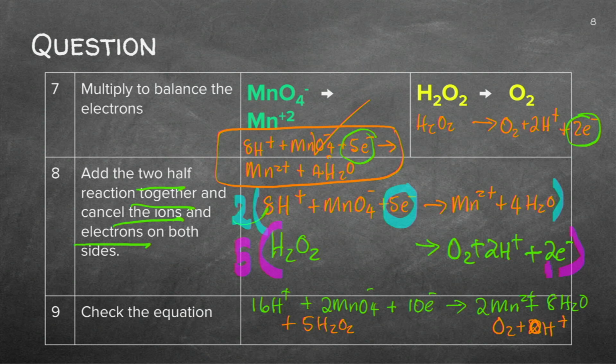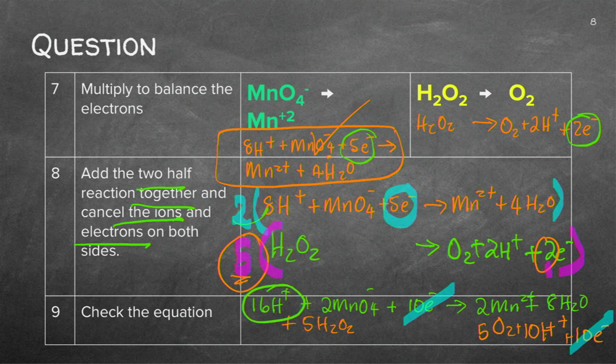No, that should be 10, sorry. You see, I forgot that 5 there. And let me quickly just take this out so that we can see properly what we're doing. So it's plus 10H+, and the 5 times the 2 giving me 10 electrons. Now, guys, be careful. We are now going to delete the 10 electrons on each side. And we're also going to balance the 16H+ with the 10 here. And can you see if I do that, I'm left with 6H+ because that 10 is gone now. So that's the way we are going to balance this equation.